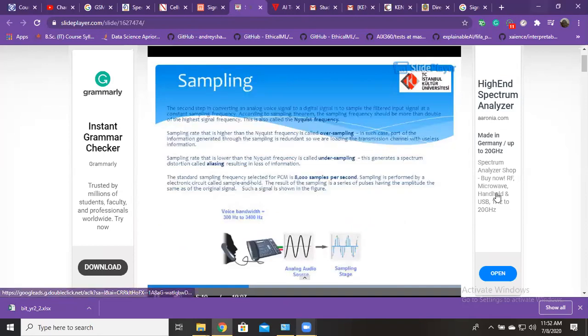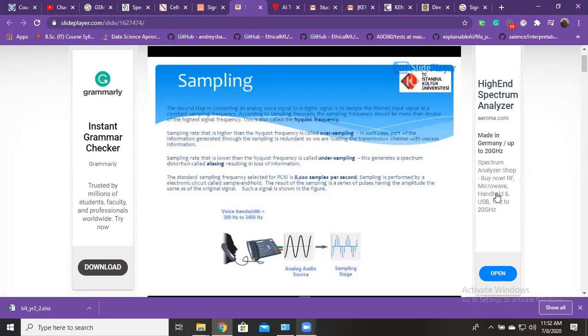Sampling. The second step in converting an analog voice signal to a digital signal is to sample the filtered input signal at a constant sampling frequency. According to the sampling theorem, the sampling frequency should be more than double the highest signal frequency. This is also called the Nyquist frequency.